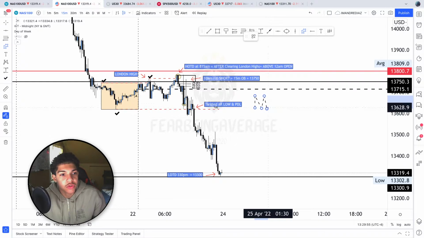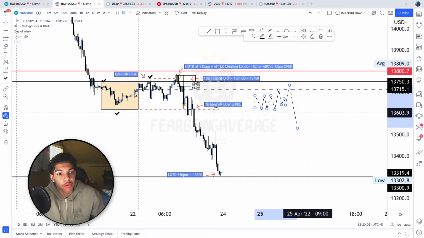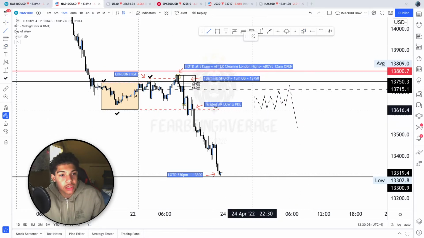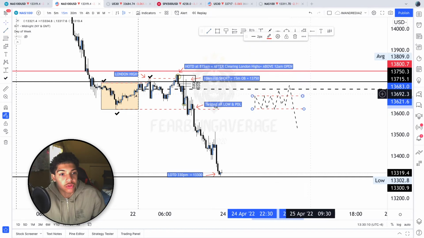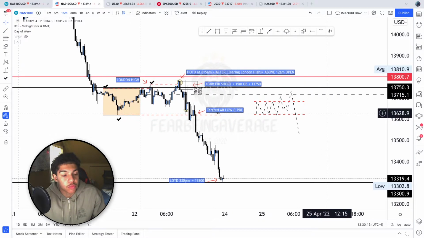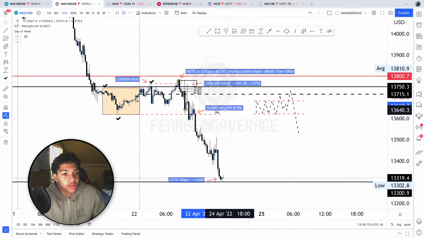We had the Asian session range. London session came up, cleared the Asian session highs, retraced back into the range. Then the New York session came, cleared those London session highs before eventually dropping off. So this would be a good example of a bearish New York reversal. That's what today was, a bearish New York. Well, yesterday was a bearish New York reversal.